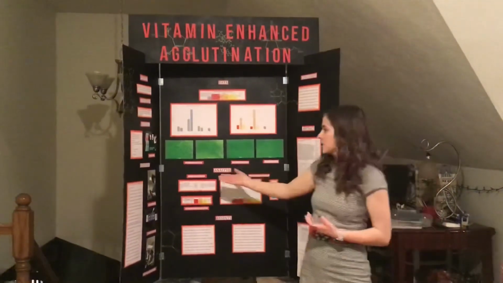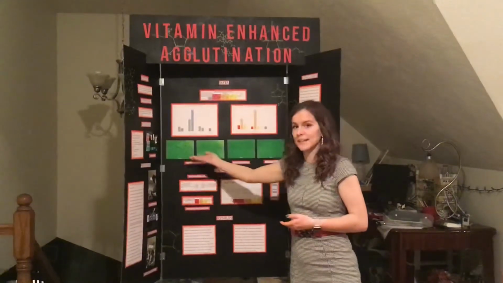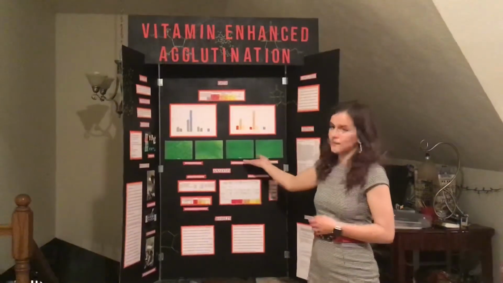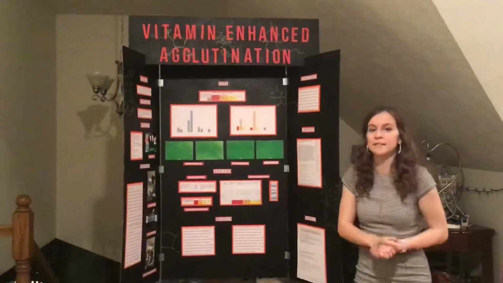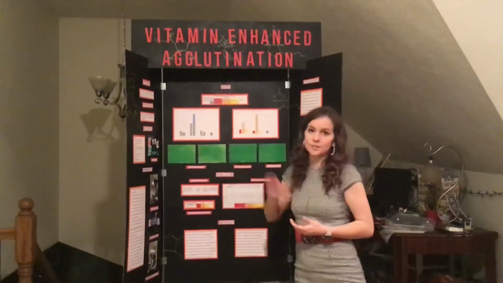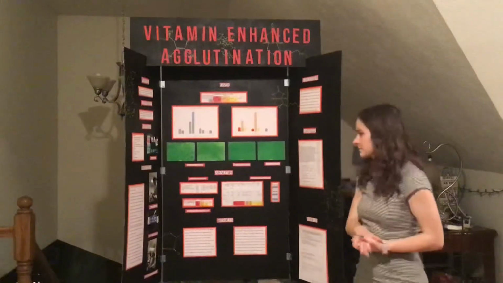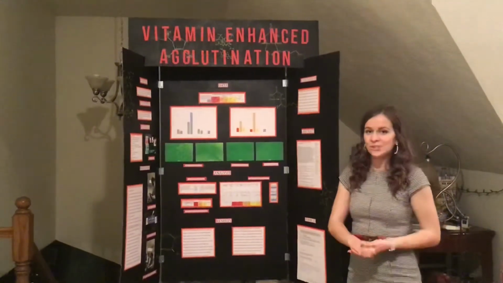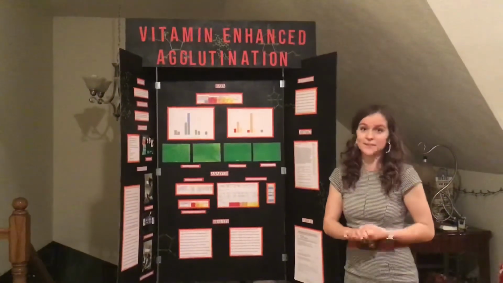In these pictures here, you can see positive controls of agglutination, and here you can see a negative control of agglutination. Agglutination is the clumping of antigens and antibodies. I was looking for these in the highest dilutions in order to gather my results. I then put my results into statistical analysis tests to determine their significance.